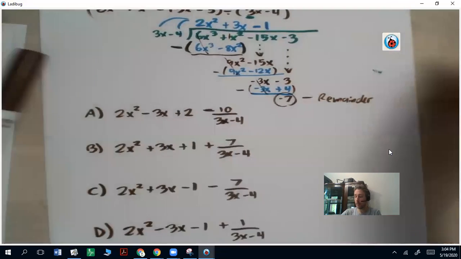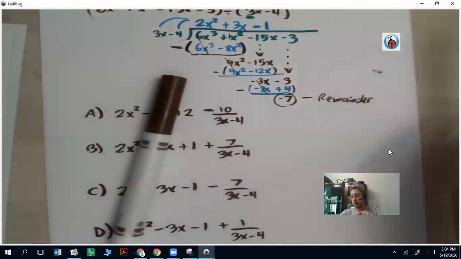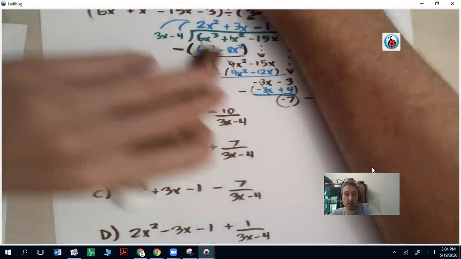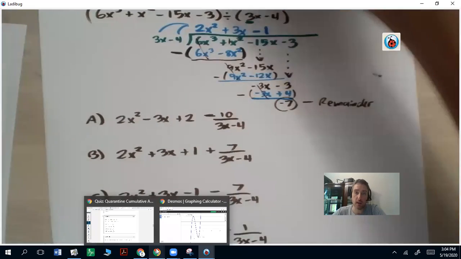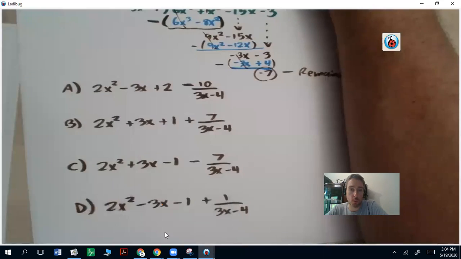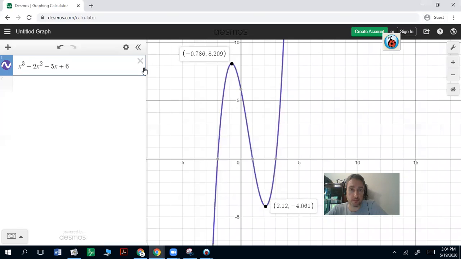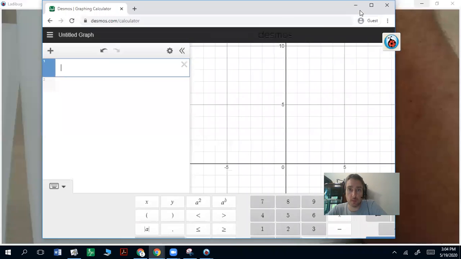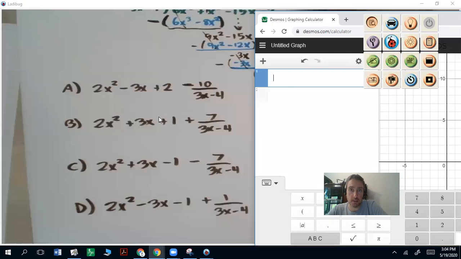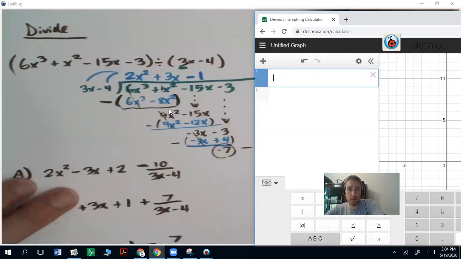Now, you have multiple choice questions. So remember, we do have Desmos at our guide to help us get our answers if your math fails you, if you have a hard time with some of these terms. So what you can do as a refresher on this problem is you can put your answer choices in. First, put your original problem in.